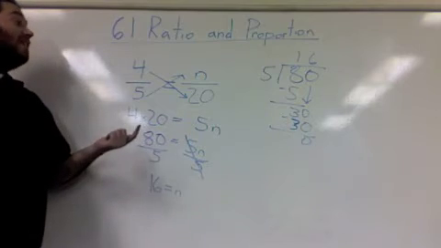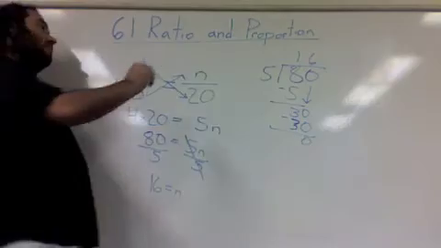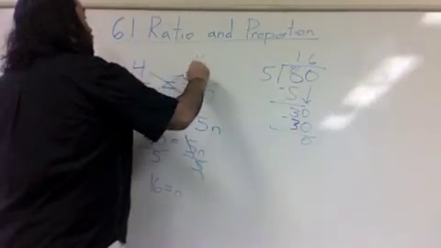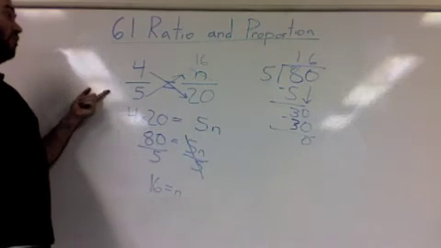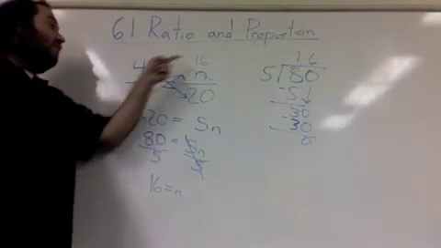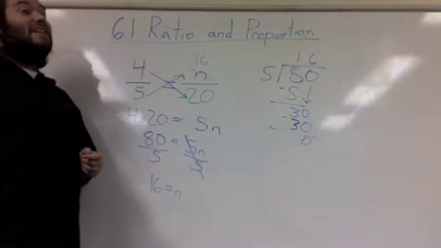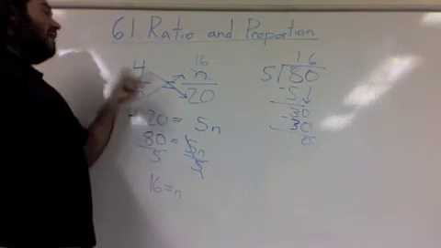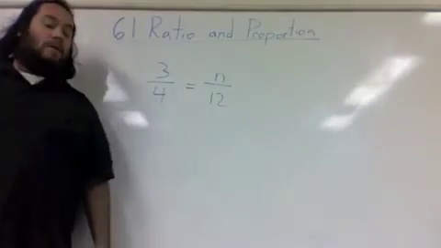And if you wanted to check this, you could do it just by putting the 16 back into the problem, replacing the n with a 16, and cross multiplying again. Now you have 4 times 20, which we know gives us 80, and 5 times 16 on the other side. 5 times 16, sure enough, is 80. So 80 equals 80. Our work has proven itself to be correct.